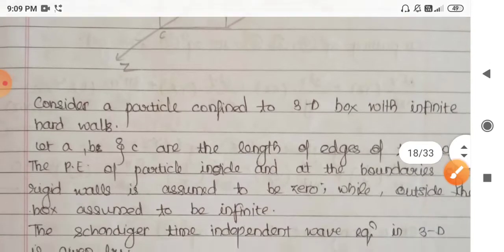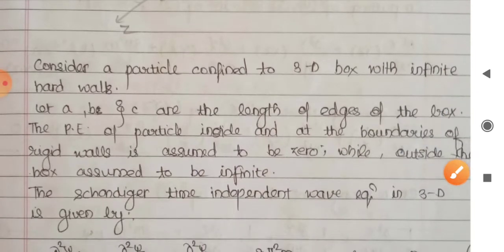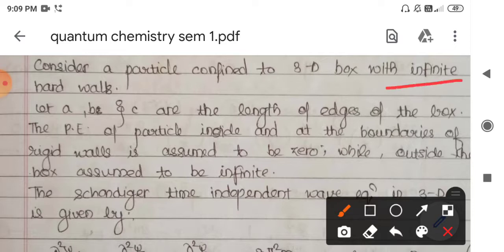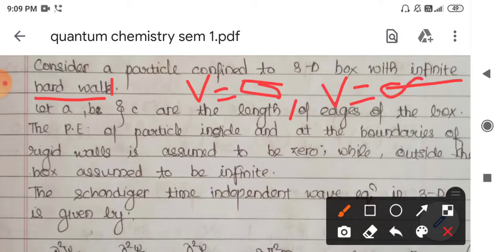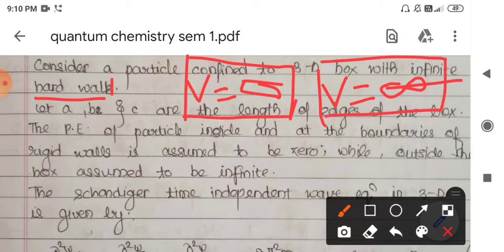Consider a particle which is confined to the 3D box with infinite hard walls. What do we mean by that? Again we make the same assumption, that the potential energy inside the box is 0 and outside the box it is infinity. Inside the box the particle is in continuous motion, and outside the box it will be at rest. So if the imaginary particle crosses the box, it will remain at rest.